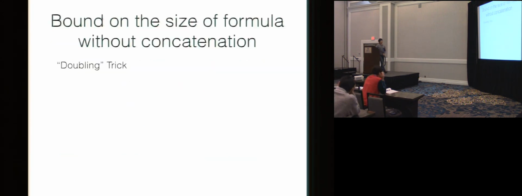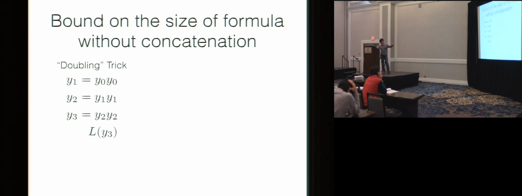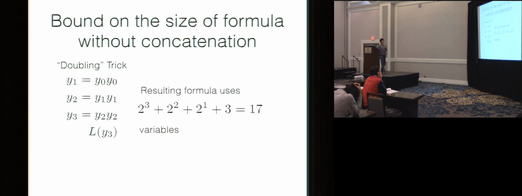Okay, so that's really the entire idea here. But the problem with this is that, of course, you can get something. For example, if you have a formula like this, y1 equals y0, y0, y2 equals y1, y1, etc., then the resulting formula uses this many variables. As a matter of fact, it's exponential in the size of the formula here.